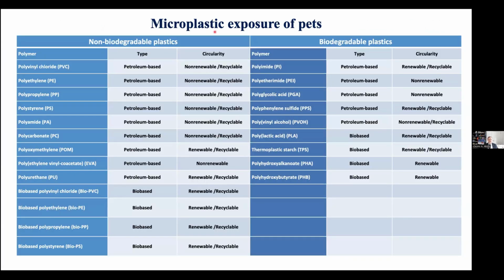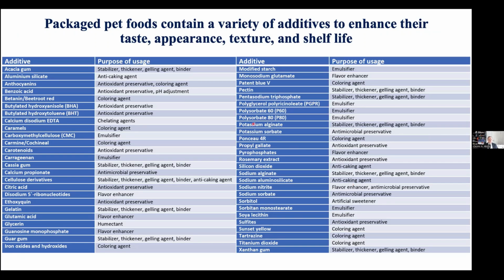And here we have microplastic exposure of pets and different types of microplastics that pets are exposed to. Some of them are renewable, some of them are non-renewable, and they are all petroleum-based, and there is also bio-based plastic that is being produced. This is also an interesting table, which is in the paper.